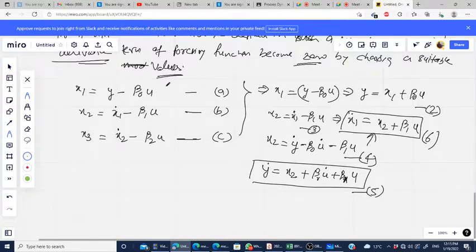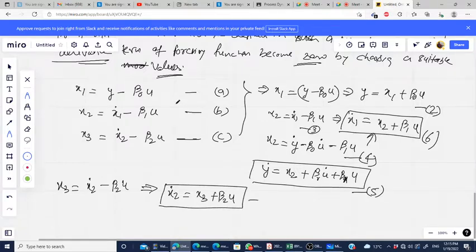Do you understand or not? Yes or no? Yes sir. Okay, so let's say this is x3. x3 is nothing but x2 dot minus beta 2 u, which we have taken. So it represents x2 dot is equal to x3 plus beta 2 u. Let's call this equation 7. And what is x3? x3 is x2 dot. And what is x2 dot?